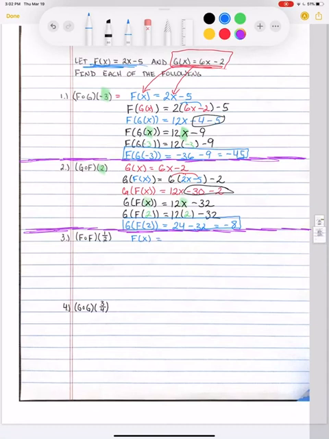F of x is 2x minus 5. Then I'm going to just make room, just like I always have. And what am I going to plug in? Well, I'm going to plug in f. That's what it tells me to do. It tells me to write it down and then plug it in. So this is f of x, and this is 2x minus 5. I'm going to distribute just like I always have, and I'm going to combine like terms. Nothing new.